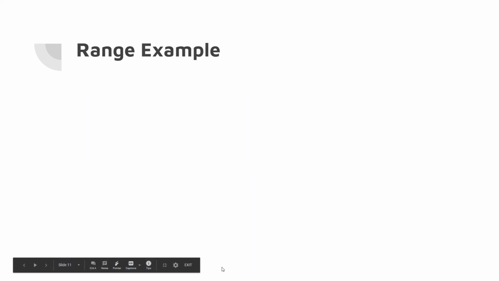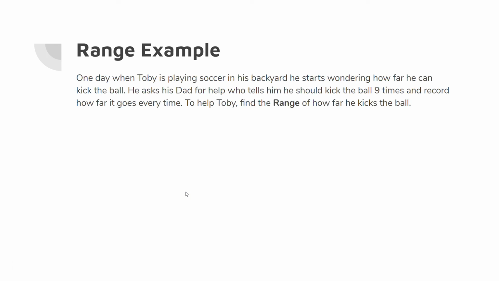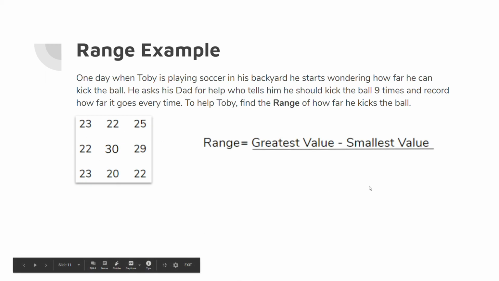Okay, now let's go to an example. Back to Toby here. He's playing soccer in his backyard again. He kicks the ball 9 times, and now instead he wants to find the range of his kicking distance. Okay, so we have the same data. Let's look at the equation again. It's going to be the greatest value minus the smallest value.